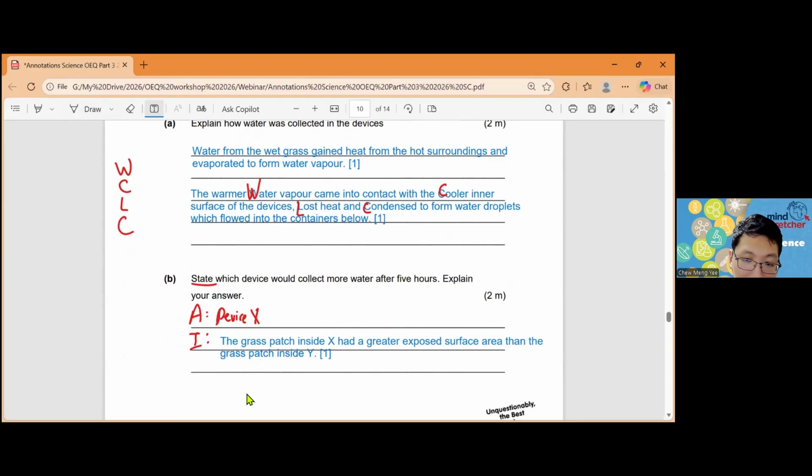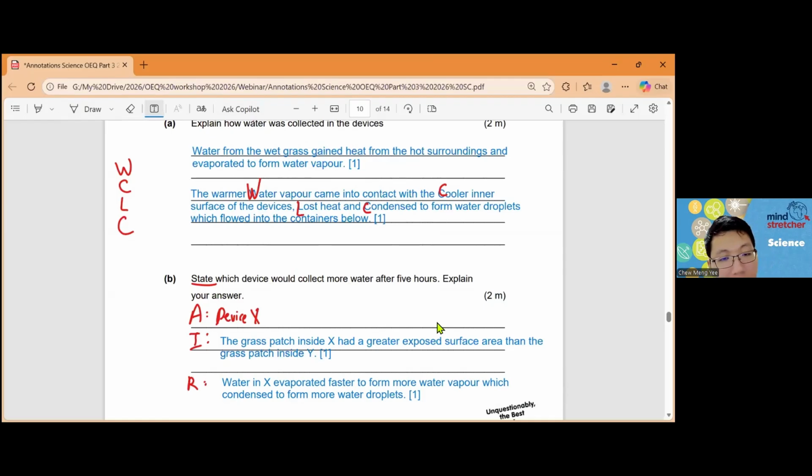Then you link this information to why your answer is device X. So this is for reasoning, R. Larger surface area means what? Water evaporates faster, right? Water in X evaporated faster, forming more water vapor, which subsequently condense to form more water droplets. Okay, to make this nicer, very ugly.